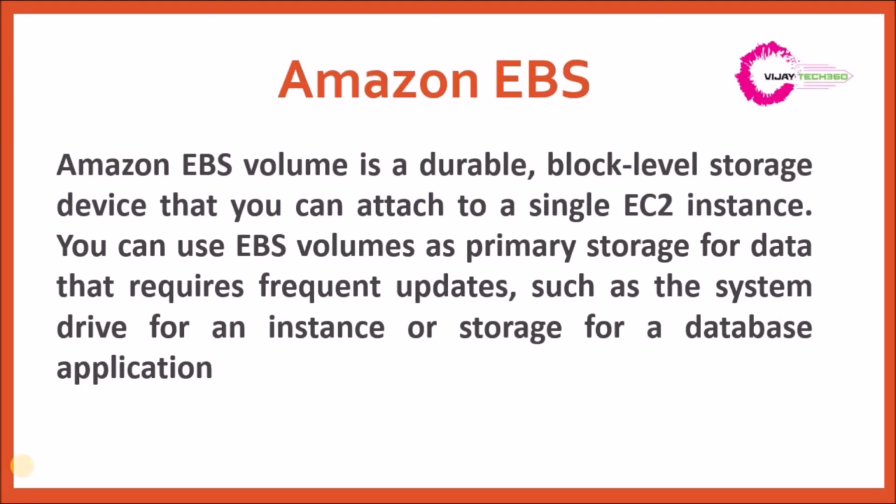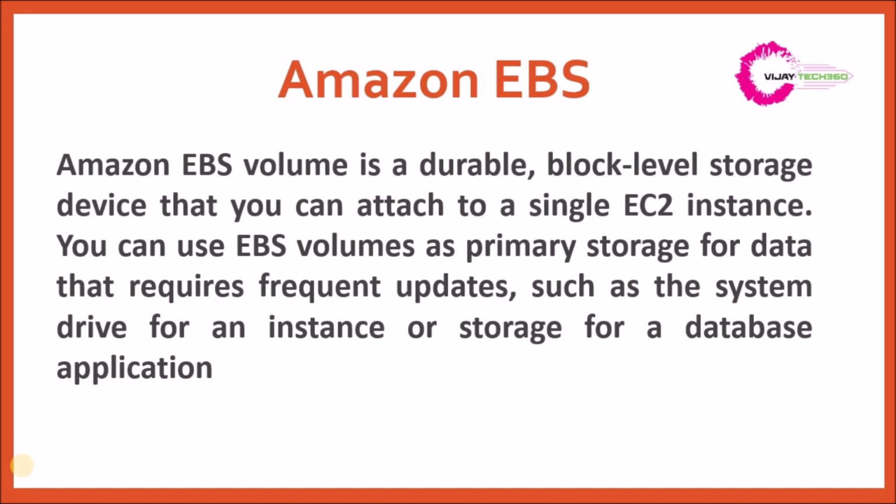Amazon EBS is nothing but Elastic Block Store, which is like a normal storage, how you are using your hard disk. This volume is durable, which means that you can save it for a long time, and it is block level storage. If you see AWS S3, it's object level storage, whereas Amazon EBS is block level storage where you can install software and also store files. This EBS, you can attach to a single EC2 instance.